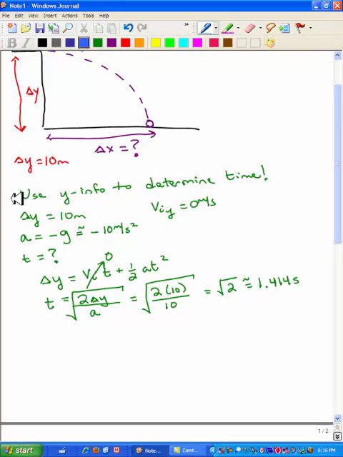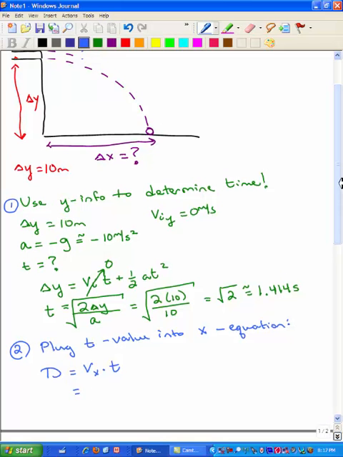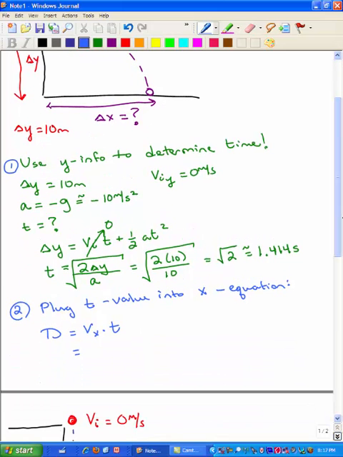Now, that was step 1. Step 2, plug t value into x equation. We know something very simple: distance equals velocity times time. We're going to use that fact. So Vx, I know, is 8 meters per second times 1.414 seconds.